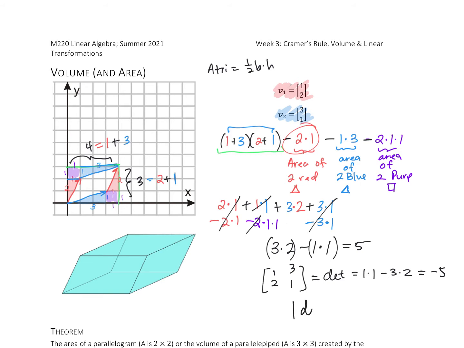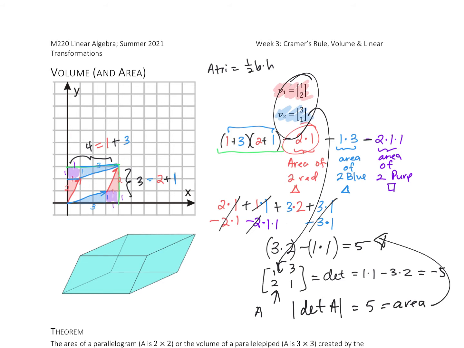If I take the absolute value of the determinant of A here, there's A. Ooh, and look, A came from that guy. The determinant of A, if I take the absolute value, is 5, which is equal to the area that we found for this lovely parallelogram in a very, very complicated way. And I'm sorry, but that's just the way it goes.